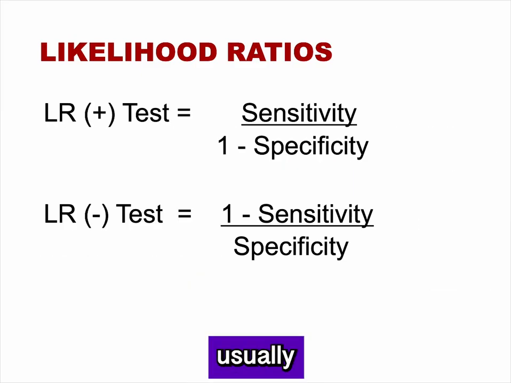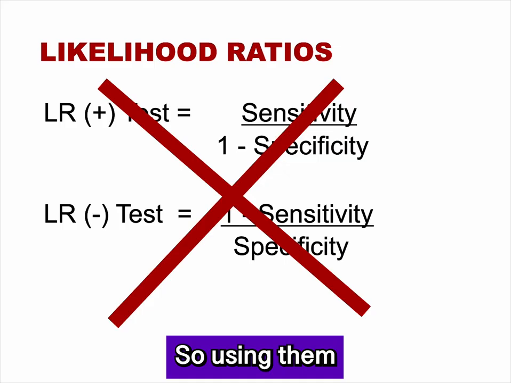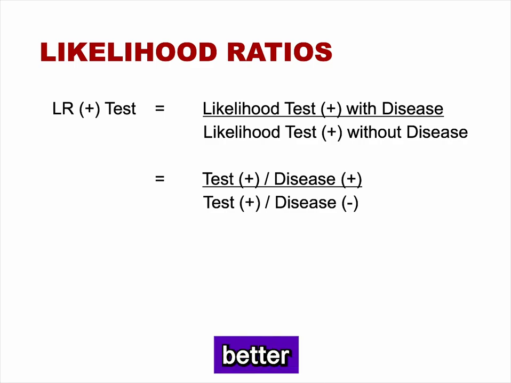These are the formulas usually presented to calculate the likelihood ratios. These formulas are correct, but I find it difficult to intuitively understand what these formulas mean, so using them doesn't bring us any closer to an understanding of how to interpret a likelihood ratio. I prefer these formulas, which give you a better understanding of how to interpret a likelihood ratio.